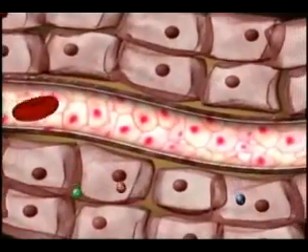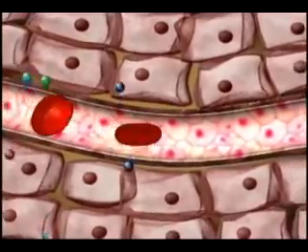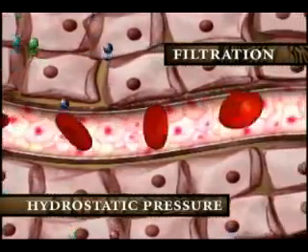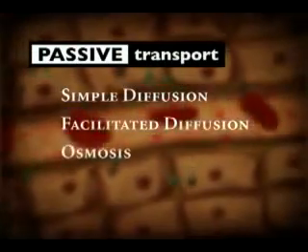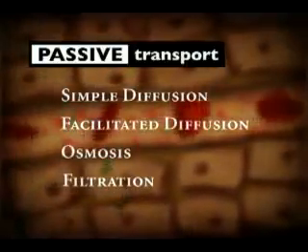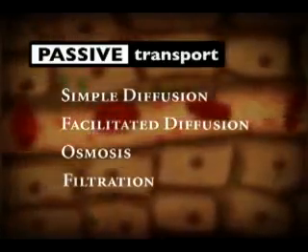In some situations, such as with blood pressure, water and solute particles are forced through membranes by hydrostatic pressure. This process is called filtration. Simple diffusion, facilitated diffusion, osmosis, and filtration are all passive transport processes, which means they do not require any energy to be expended on the part of the cell.